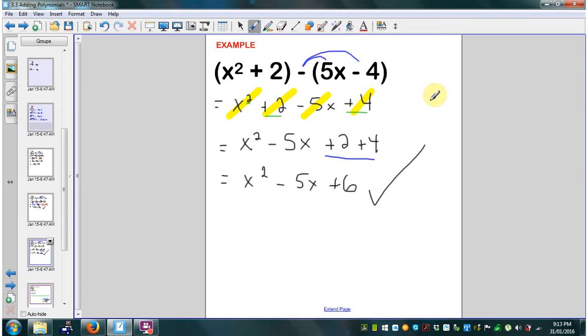So again, quick summary. Pretty much the only thing you have to worry about when you're subtracting polynomials is that you have to change the signs of the second polynomial before you start combining your like terms.